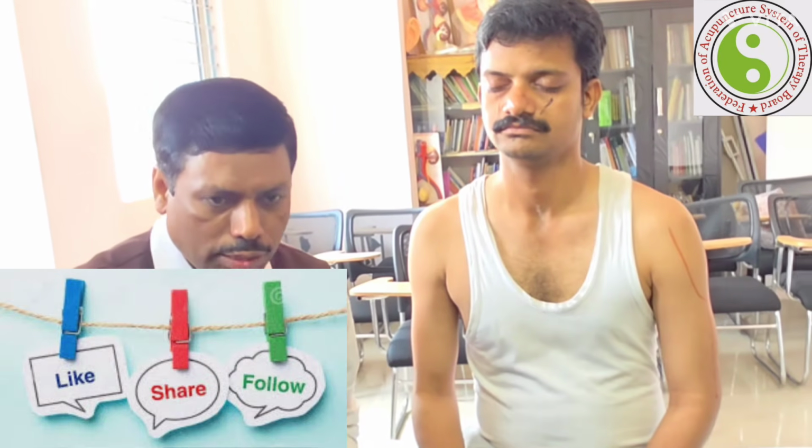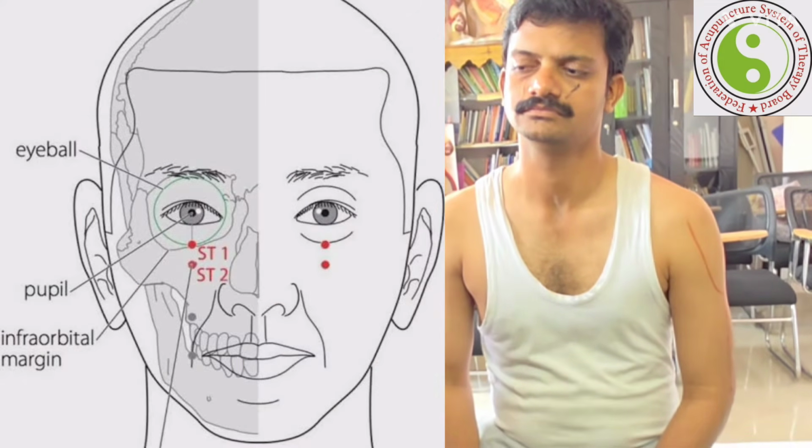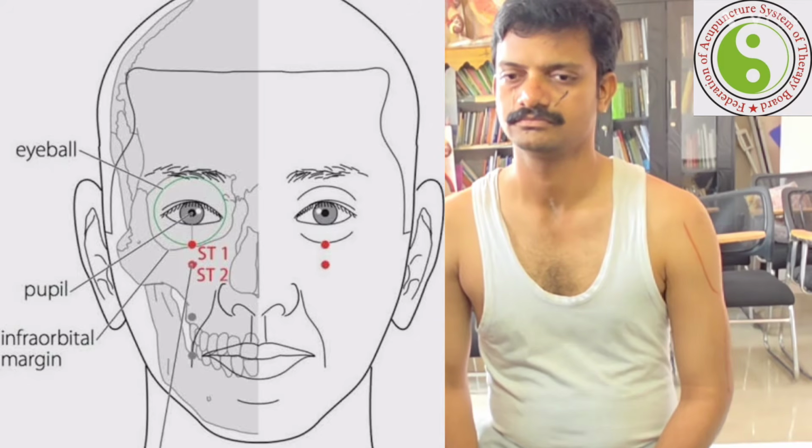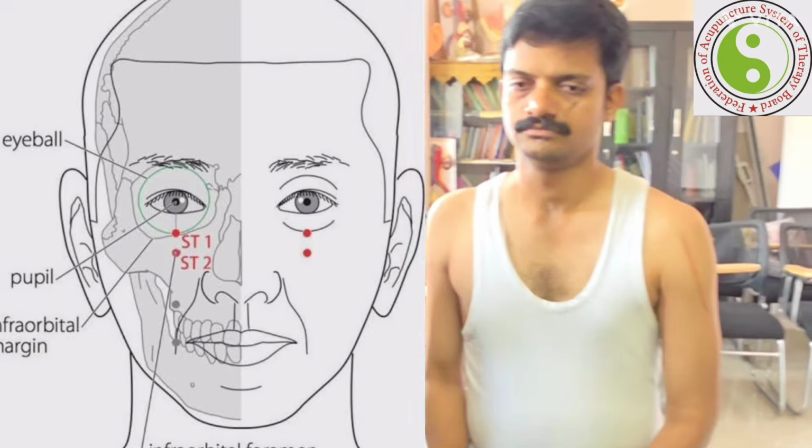Now you come to the second point, to be known as Sibai. Where exactly? Below, 0.7 tune distal to stomach 1, there is the foramen. That foramen means the hollow. The hollow is the infraorbital foramen. This is the orbit bone. Inside the orbit, that point is stomach 1. Outside the orbit, there is the small hollow.